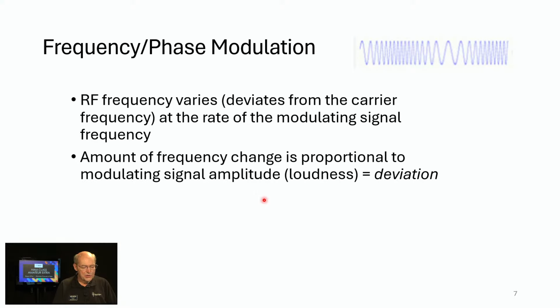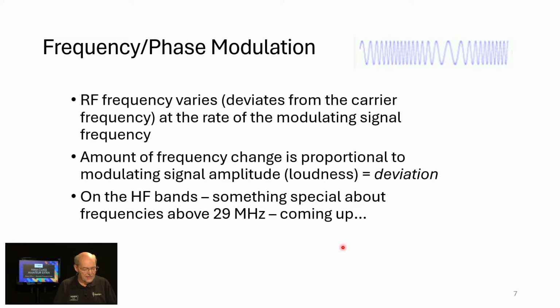So the amount of frequency change, you see our slinky being bigger and smaller, is proportional to the modulating signal amplitude. When we talk loud, we get a wider amount of deviation. By deviation, I mean swing from the center carrier frequency. And when we talk really soft, we get just a little bit. We've got some diagrams coming up. Now on the HF bands, there's something kind of special about 29 megahertz, and we'll be talking about that coming up as it relates to frequency modulation.